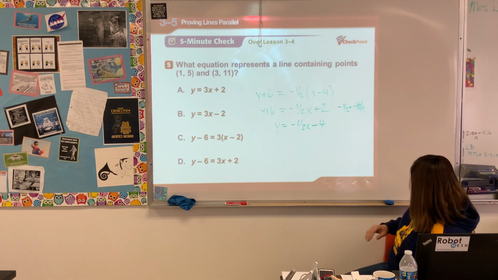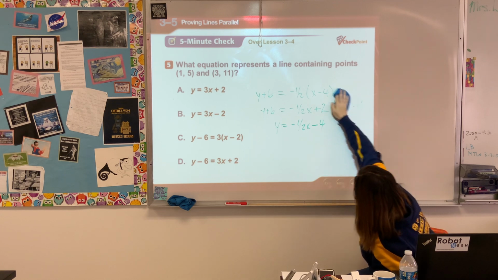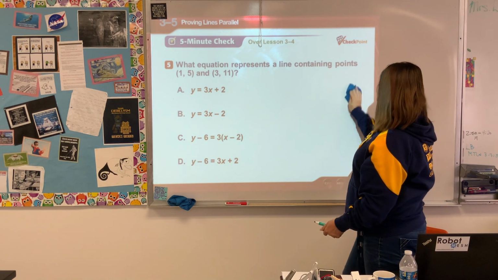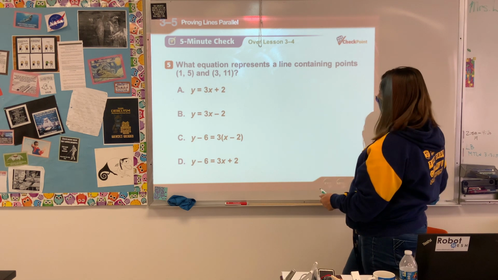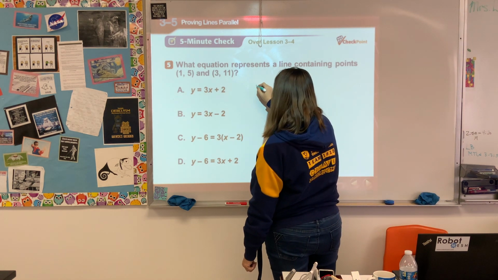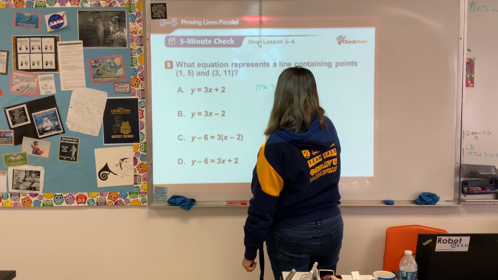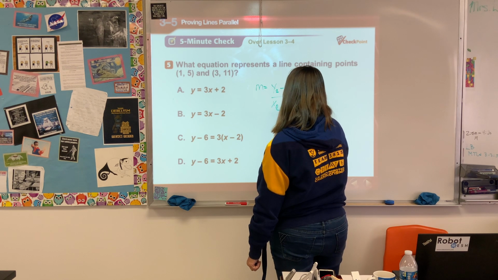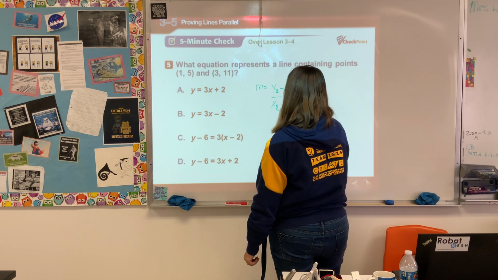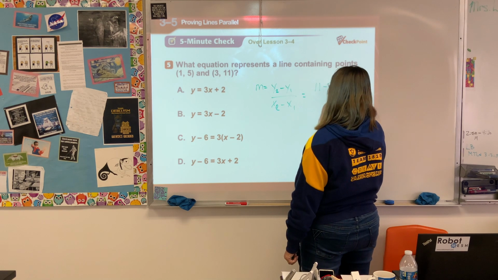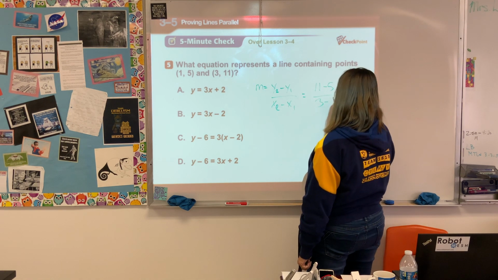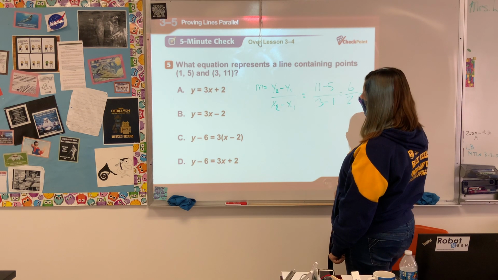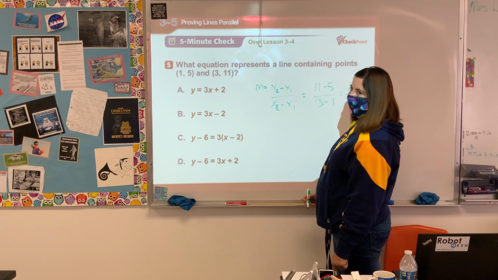Okay, how about this? What do I do? Okay, so first you gotta find the slope. So first I gotta find the slope, and then once I find the slope, what do I do next? 11 minus 5, that's 6. She's like, I just need to find the slope first. That's m. The slope is 3, rise over run. So we have 11 subtract 5, 3 subtract 1, that's 6 over 2, which is 3. So now how am I going to get a line from the slope?